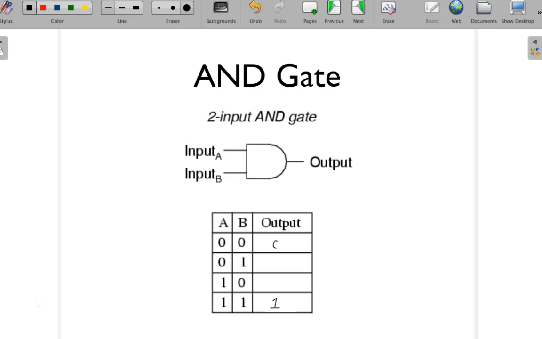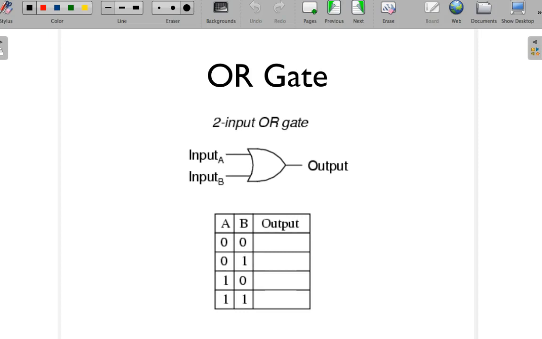For all the other scenarios, these would produce 0 because both A and B are not 1. This is the OR gate. The OR gate produces an output of 1 if A is 1 or B is 1. So an output of 1 would be produced in this scenario here because B is 1, in this scenario here because A is 1, and in this scenario here because both of them are 1. We just want to know if any one of them is 1, and it would produce an output of 0 here.